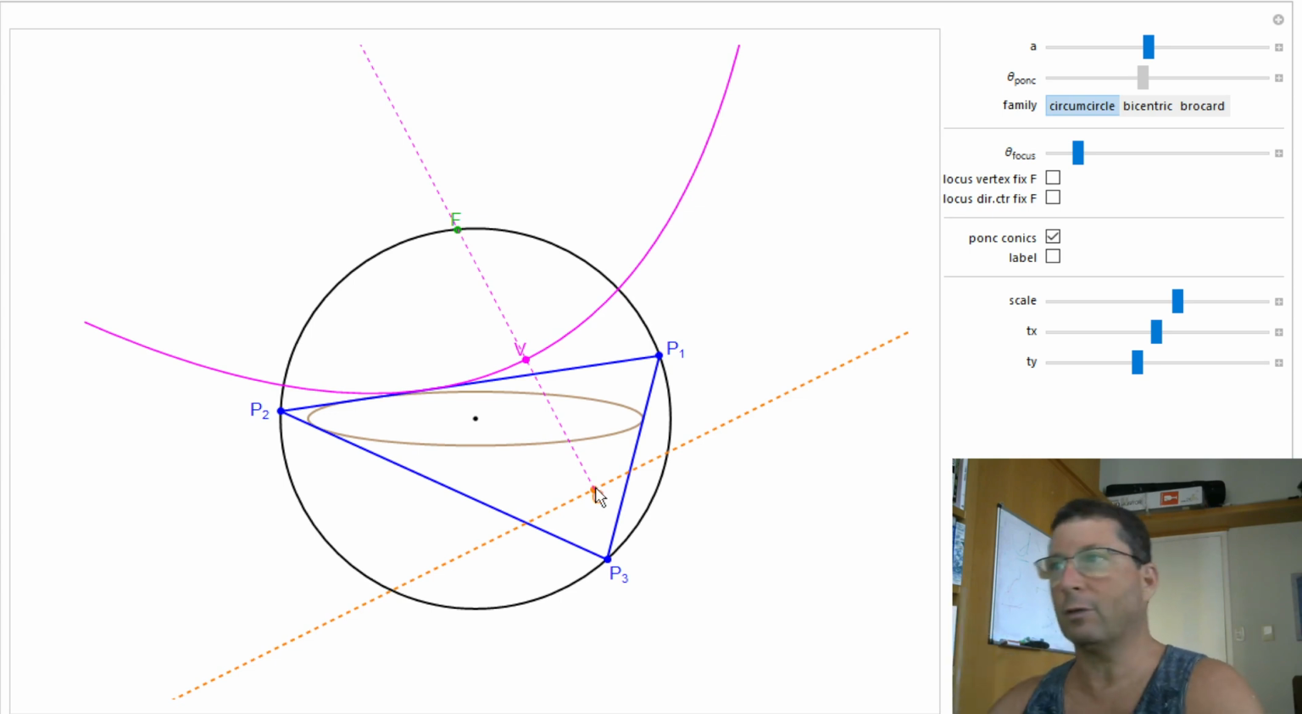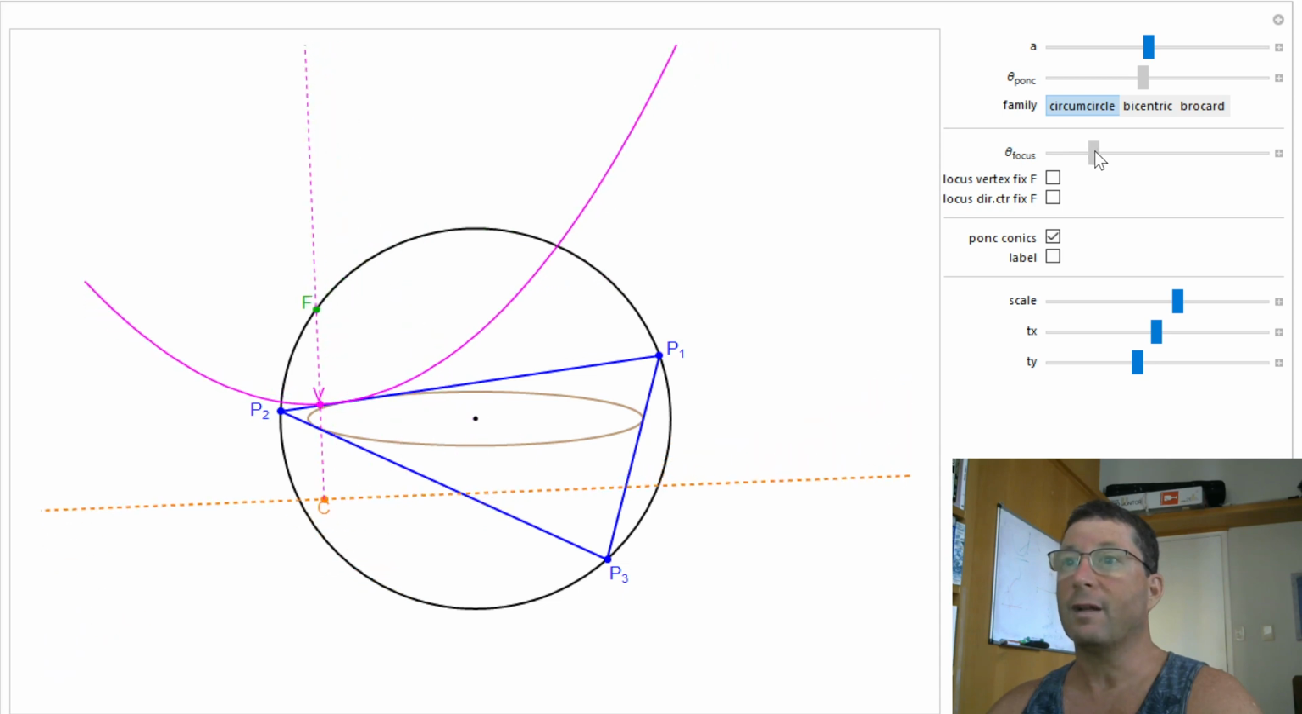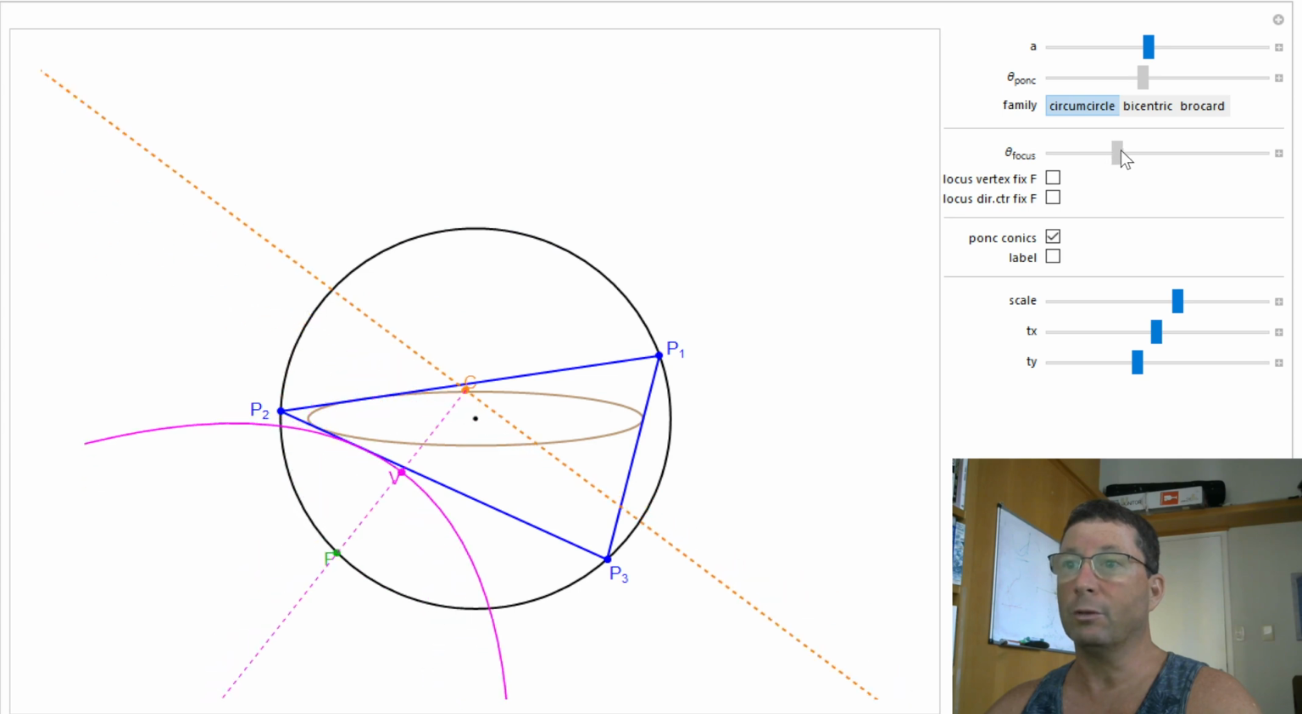Given a specific triangle like this one, P1, P2, P3, the family of all possible inparabolas have foci on the circumcircle of the triangle. So here's one point F on this circumcircle, and I can vary F along the circumcircle and show for each position of F the corresponding inparabola to this blue triangle.